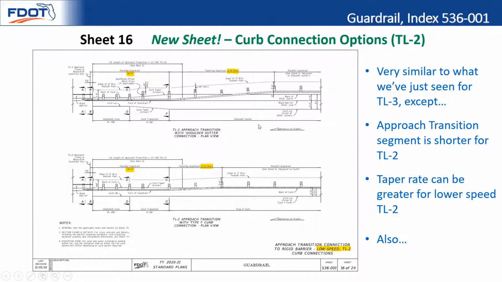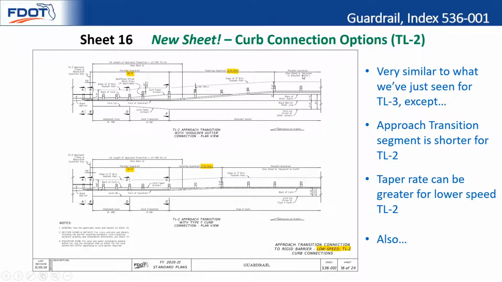For lower design speeds, you would expect you could save some posts, which is shown here. You could save some nested panels, and so there's a little bit of cost savings involved with TL2. This is the same as TL3, only the TL2 option is a little bit shorter. The main difference is this approach transition connection length is a little bit shorter for TL2, and then also the taper can be a little bit steeper, so it's 1 to 10. So that also saves you a little bit of overall length in the system.